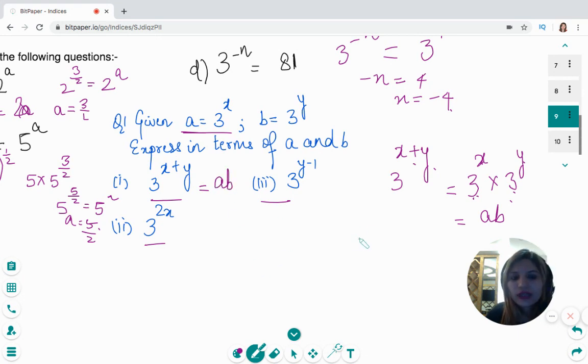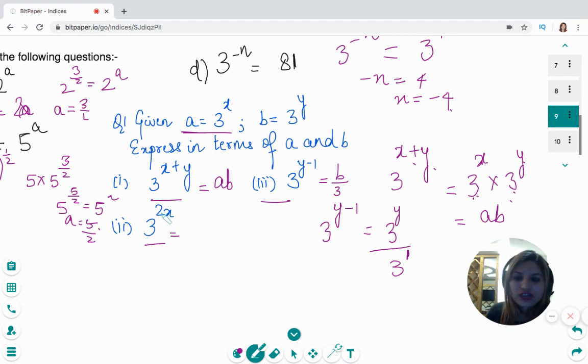Easy? Let's do another question. This is 3 to the power y minus 1, which can be written as 3 to the power y multiplied by 3 to the power minus 1, or we can write this as 3 to the power y divided by 3 to the power 1. And what is 3 to the power y? That is b. So this becomes b over 3. Do you get it?